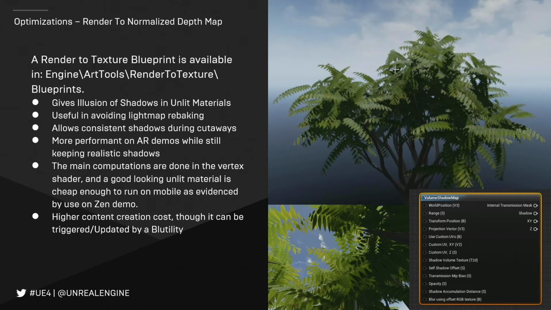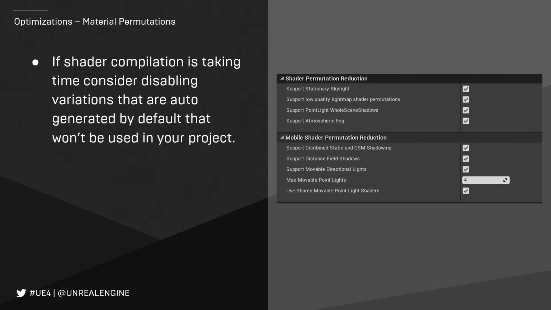Now the next thing is material permutations. So if shader compilations are taking too long whenever you're re-importing, be aware that you can just turn most of these off. They're on by default so that everything supports all of these features. But if your project doesn't use atmospheric fog, there's no point compiling all of the materials to work with atmospheric fog. So browse through these at some point. This is one of those things you'll get more familiar with as you use Unreal more and more.